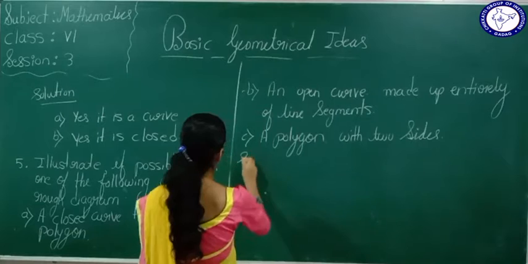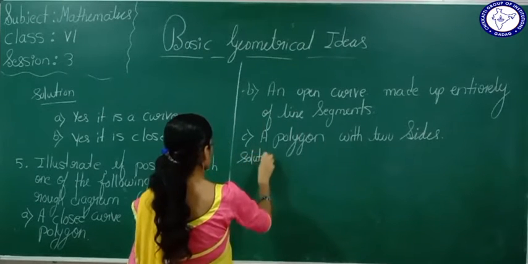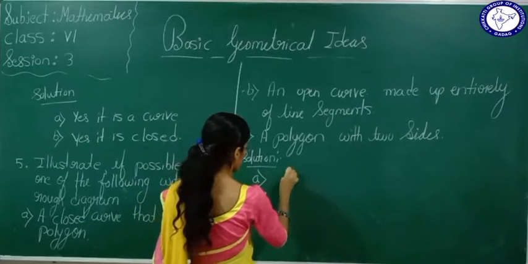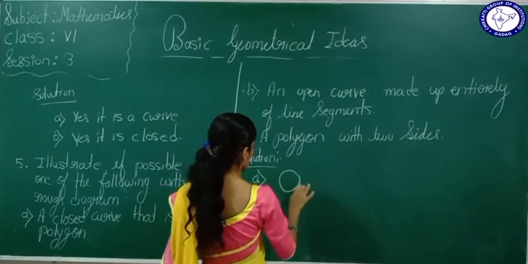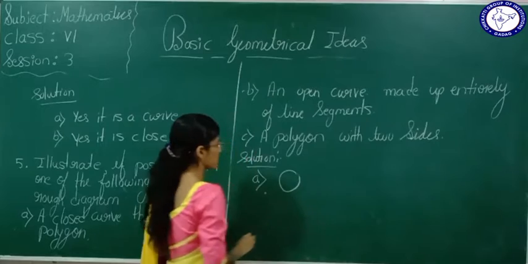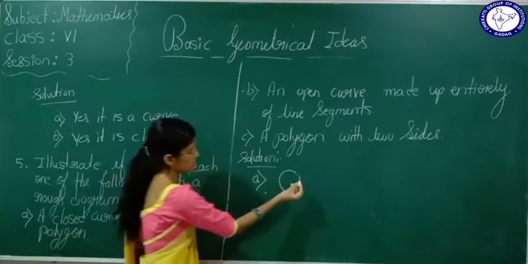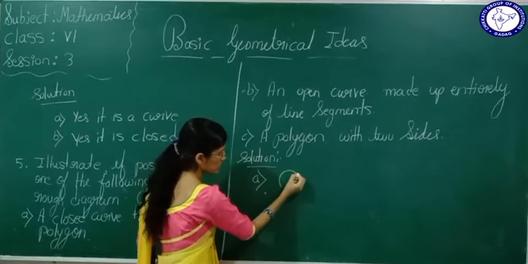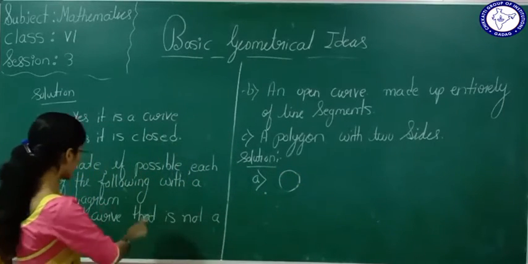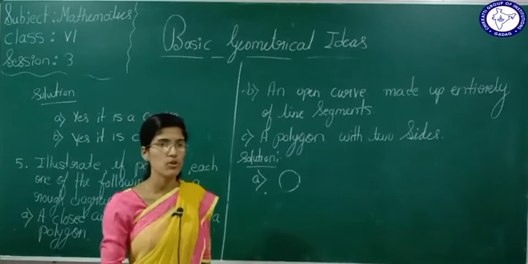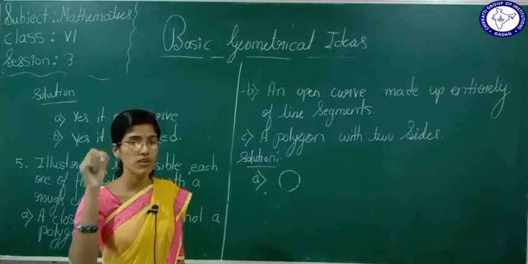See here. Solution, first one. Now what about this circle, right? This is a circle. Now what can we tell? Definitely this is a closed curve. I started here and ended here only. This is a closed curve that is not a polygon. Definitely this is not a polygon, right? What is a polygon? A polygon means a simple closed curve made up of line segments.